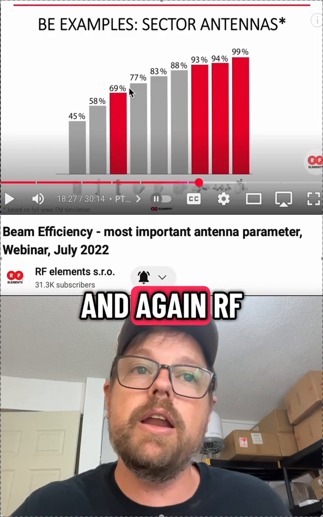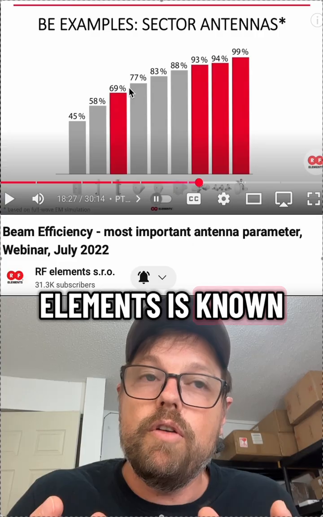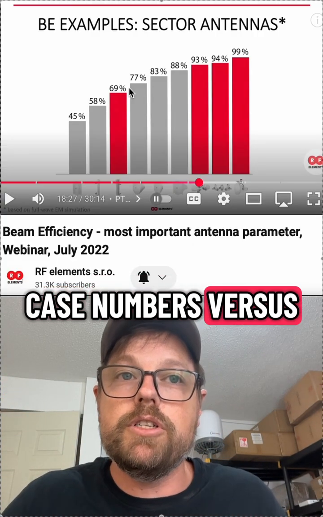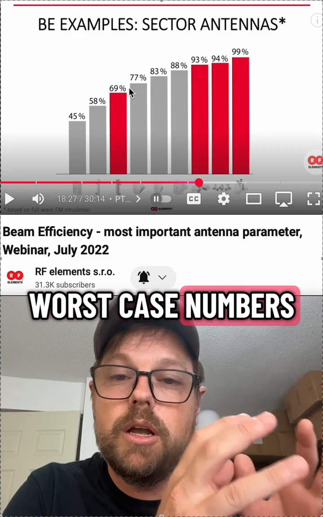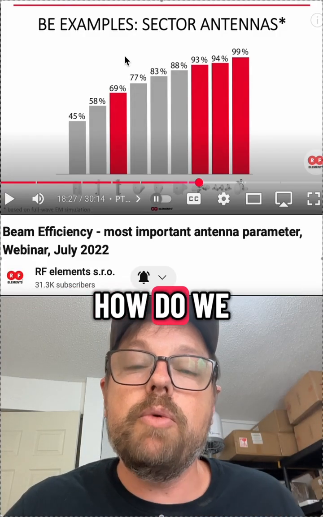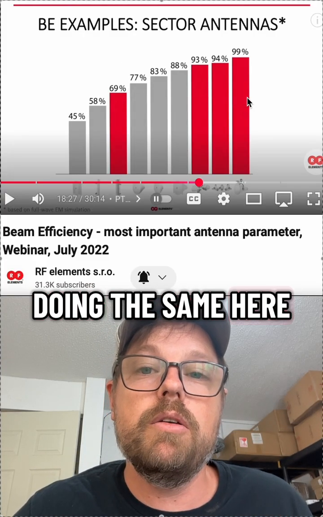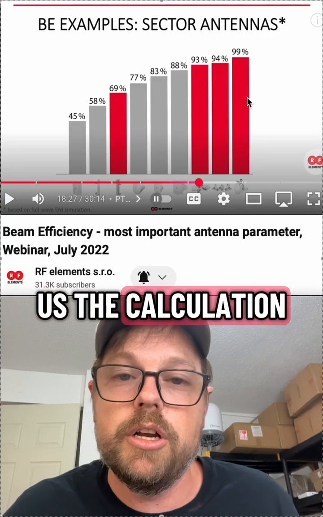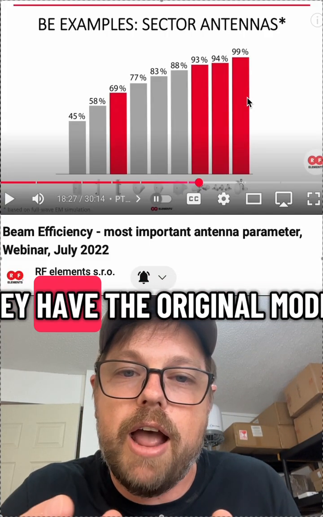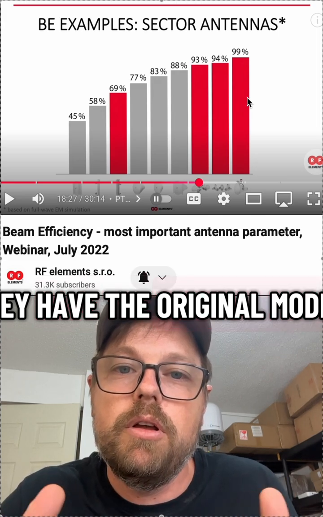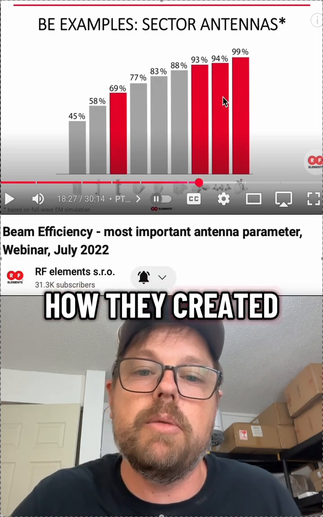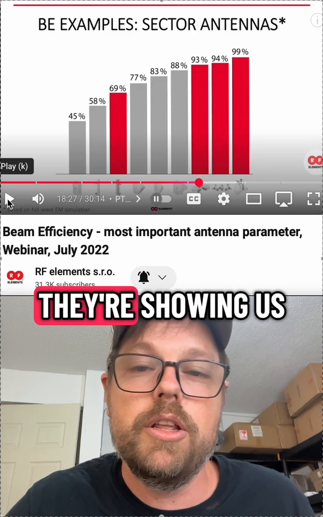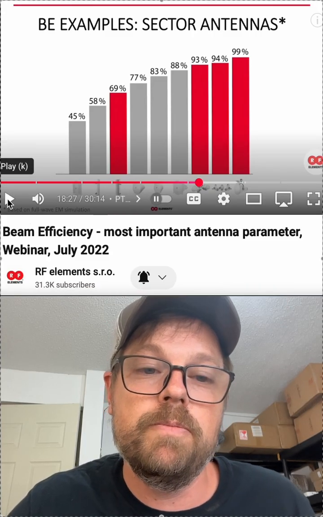And again, RF Elements is known for comparing their best case numbers versus their competitors' worst case numbers. How do we know they're not doing the same here? We don't, because they're not showing us the work. They're not showing us the calculation. They're not even telling us whether they have the original model or how they created the models to do their simulation. They're showing us no work.